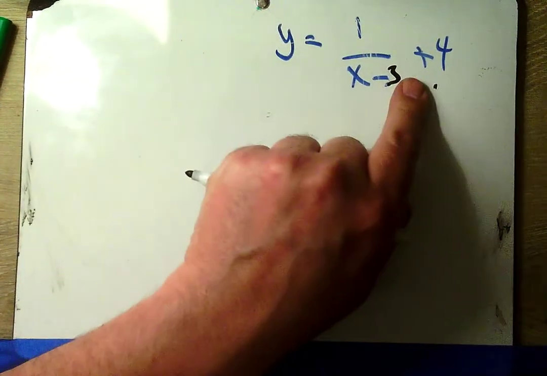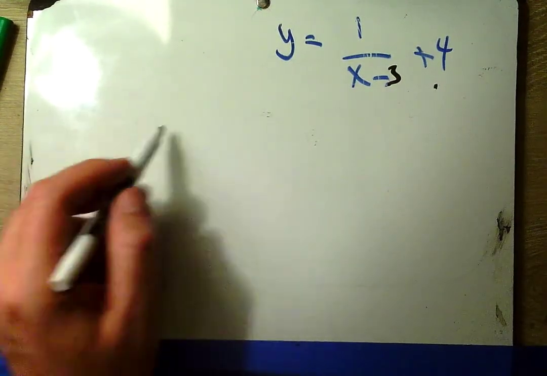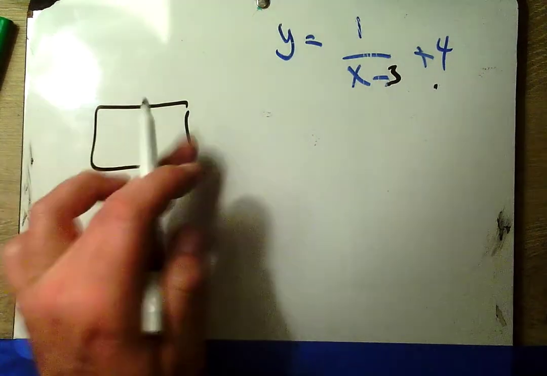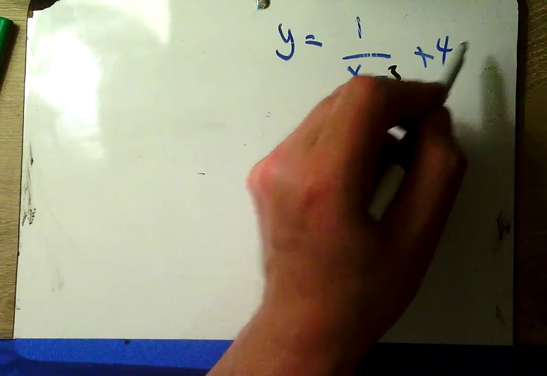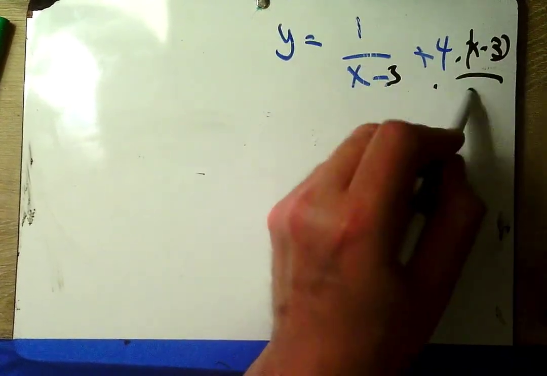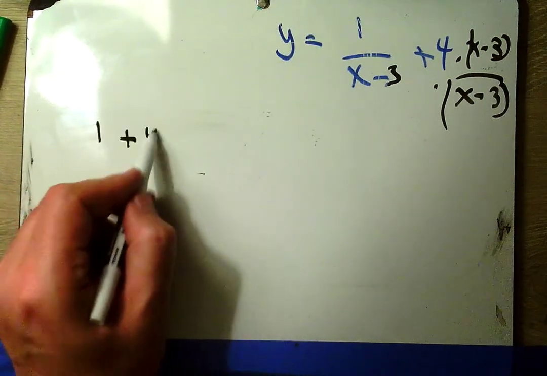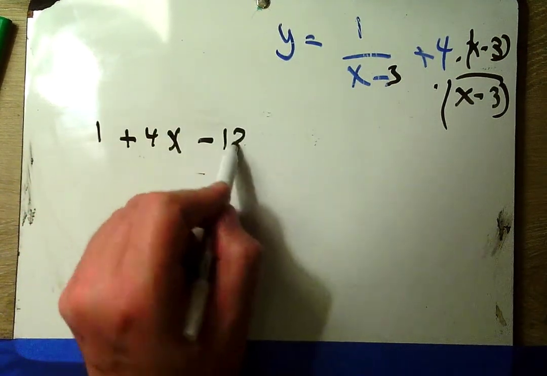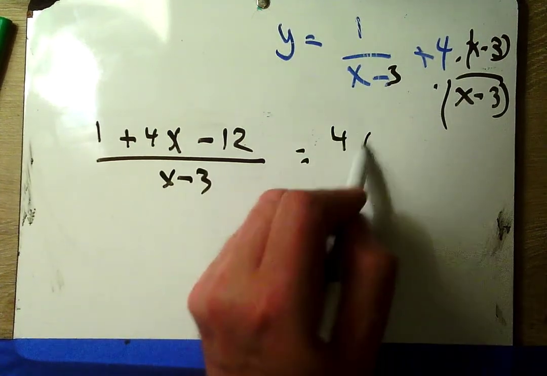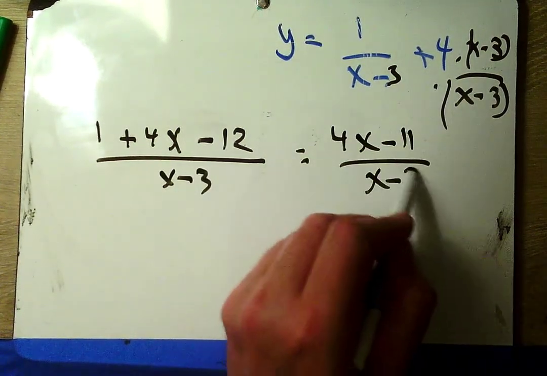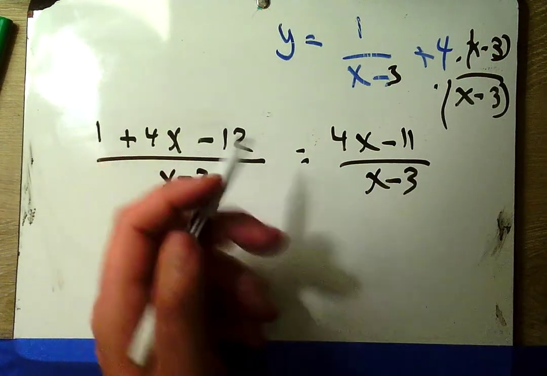Well, I have to make a common denominator, because our non-transformation-y way always has just that one fraction there. So I'm going to make a common denominator, which means multiplying by x minus 3 over x minus 3. So I've got 1 plus 4x minus 12 over the common denominator, or 4x minus 11 over x minus 3.